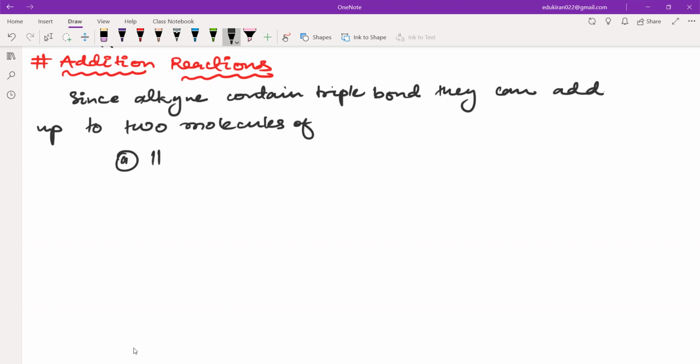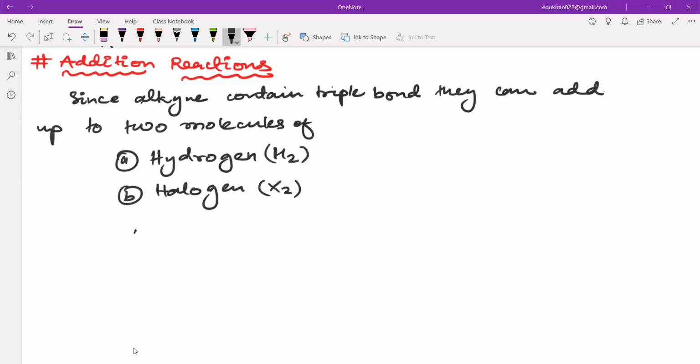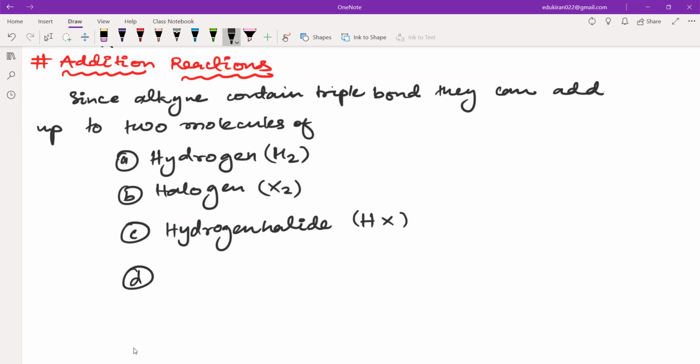We'll have first of all hydrogenation. That means you can add H2 to it. Secondly, you will see halogenation. So you will add halogen to it, X2. Then we'll see the reaction of hydrohalogenation. So you will add hydrogen halide, that is HX. Okay. Then we will see a reaction with water. So you will have hydrolysis. That means you're going to add H2O. So these are the 4 types which we'll see.